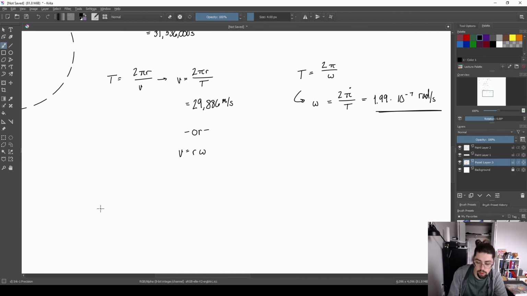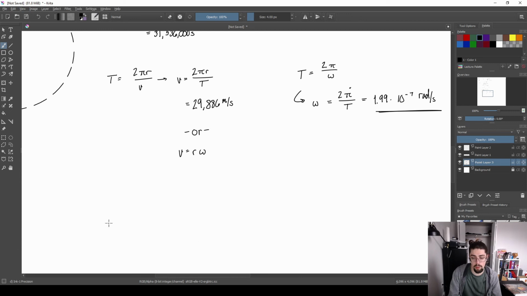Would I have to convert units if I went that route? No, not if omega is already in radians per second. If it's in radians per second, then it's already covered. It's in a standard unit. You'll keep everything in standard units the entire time.